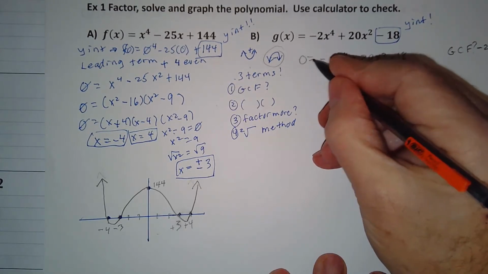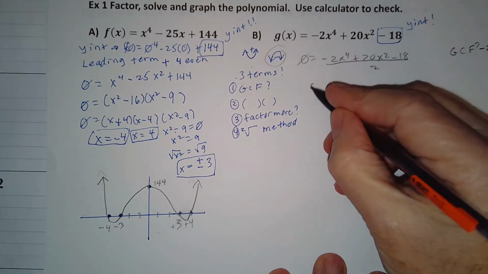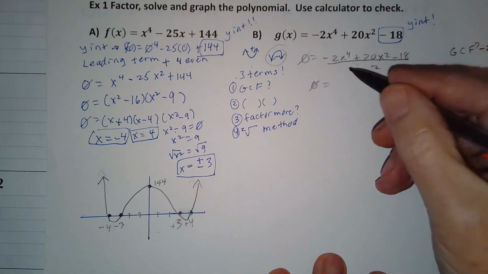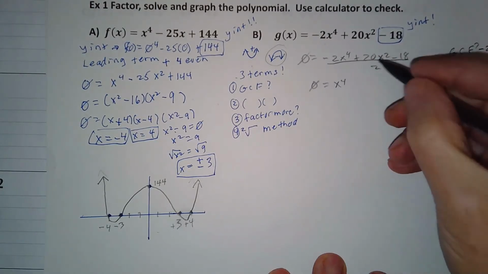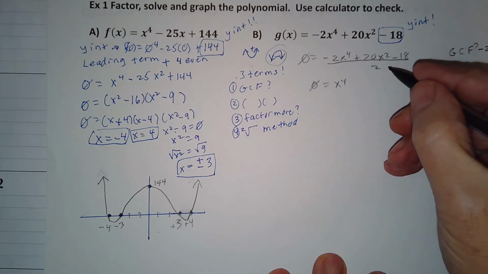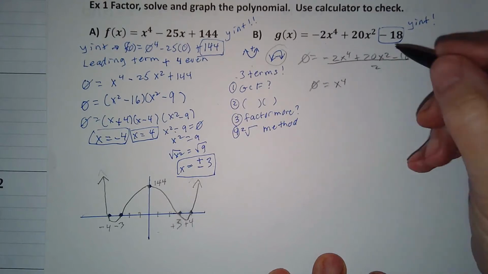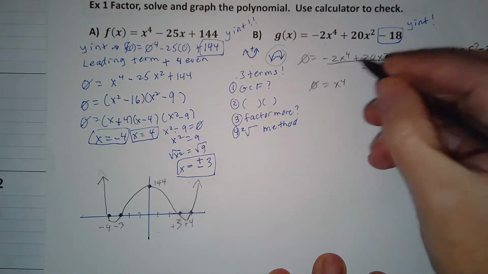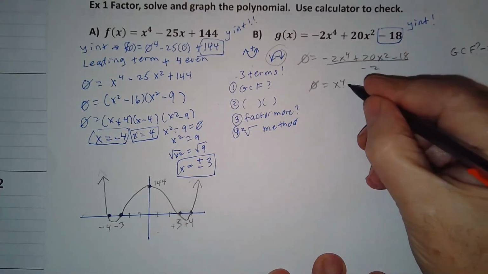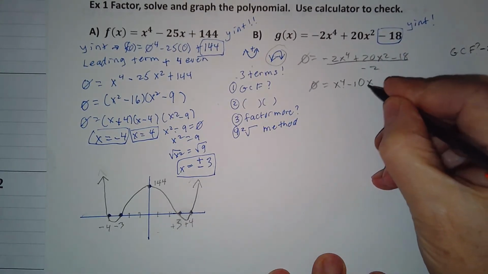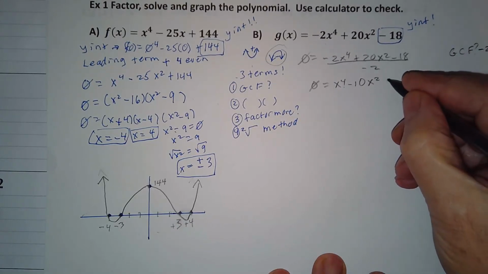So 0 equals, divide by 2. So we get 0 equals, and this would be x to the 4th. 20 divided by 2 is, and we're dividing by negative 2, right? Negative 2. And that leaves you with a positive x to the 4th. Here, 20 divided by negative 2 is negative 10. And then we have x squared. And then negative 18 divided by negative 2 is positive 9.